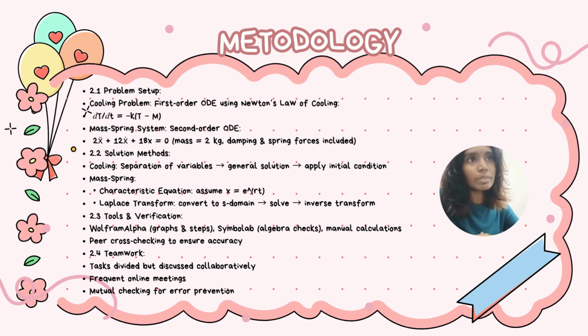For the tools and verification part, to make sure our calculations were correct and to better understand the results, we used several computational tools, which were Wolfram Alpha for creating graphs and checking our mathematical steps. Second is Symbolab for verifying complex algebraic manipulation. And the last one is manual calculation with cross-checking between team members.